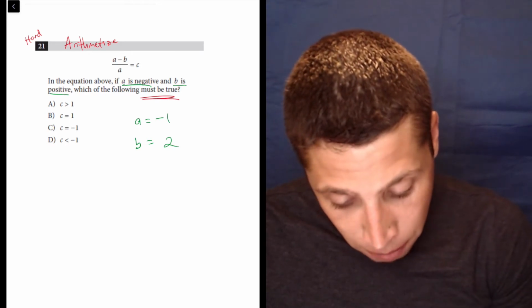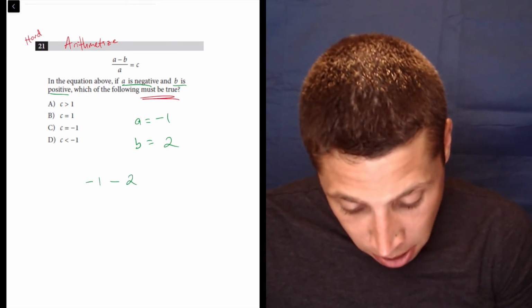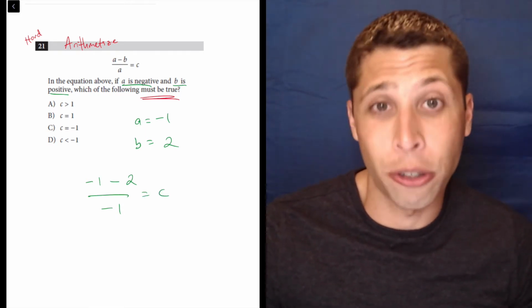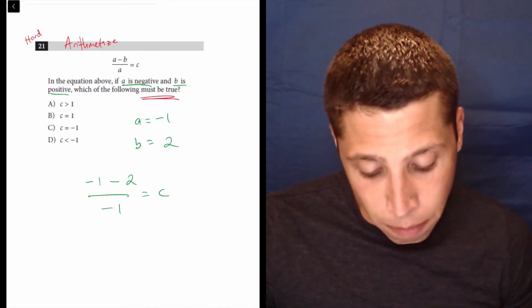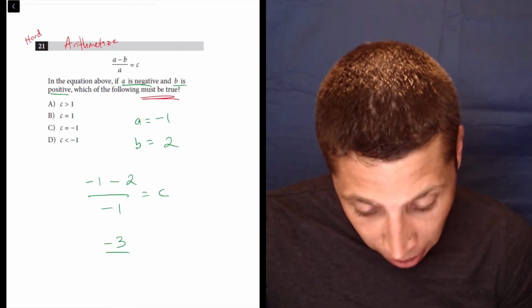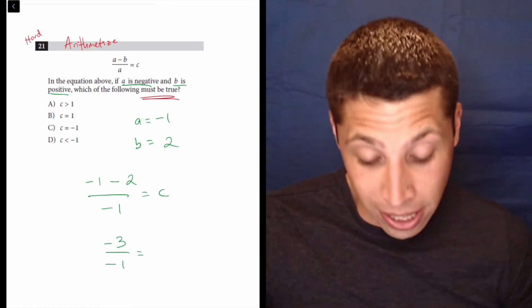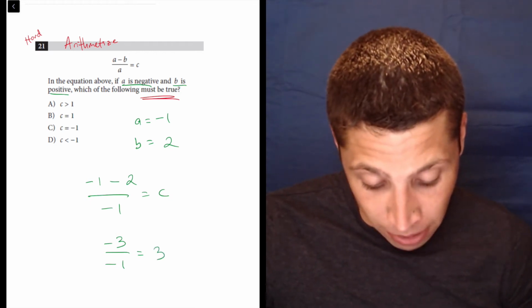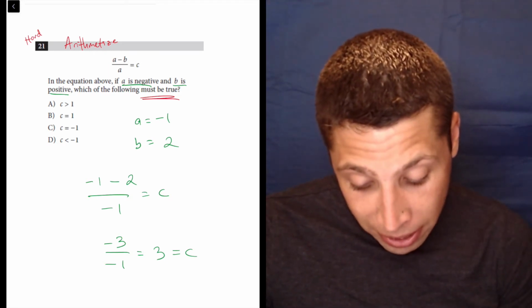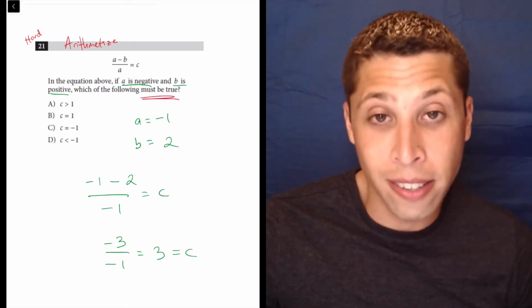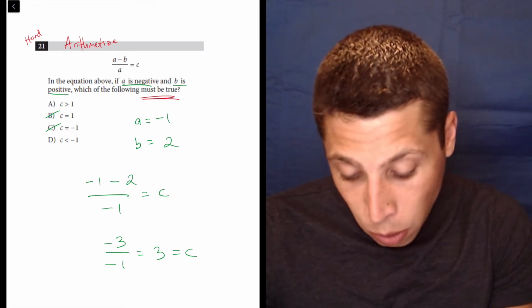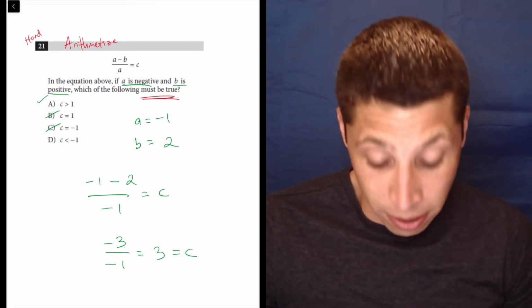So this is going to become -1 minus 2 over -1 is equal to C. So we're trying to solve and understand something about C. Our answer choices make that clear. So let's just solve. -1 minus 2 is -3, and that's divided by -1. And so -3 divided by -1 is +3. So C is 3. Now let's see if that eliminates any answer choices for us. Well, it definitely eliminates B and C because that says C is 1 and -1, so that's just wrong. And then C is greater than 1, that's true, right? 3 is greater than 1.